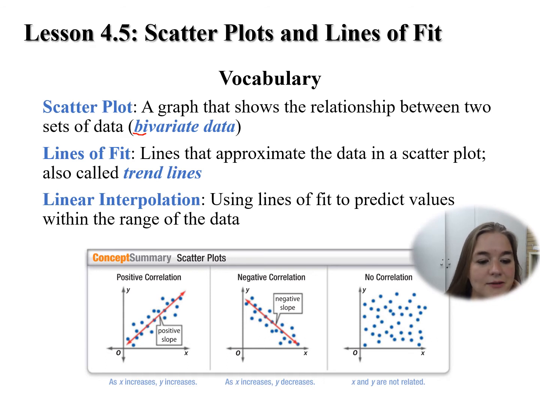With this, we can do some linear interpolation. So we talked about linear extrapolation the other day. Interpolation is using lines of fit to predict values within the range of the data. So extrapolation is estimating data outside the range. Interpolation is inside the data. We're using our lines of fit.